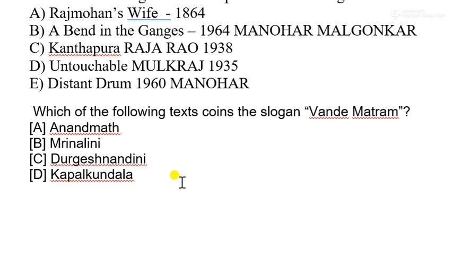And the last question we have: which of the following texts coins the slogan Vande Mataram? Pretty simple. Vande Mataram, from where is it taken? It is taken from Anandmath. So these are the three questions which are related to Bankim Chandra Chatterjee.